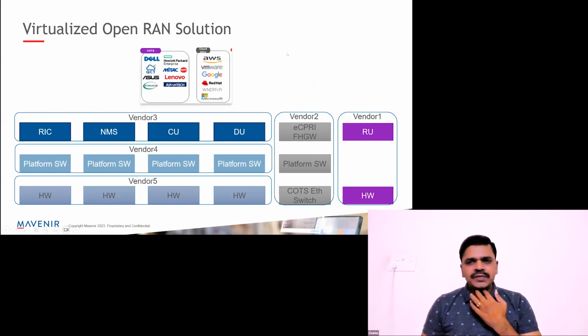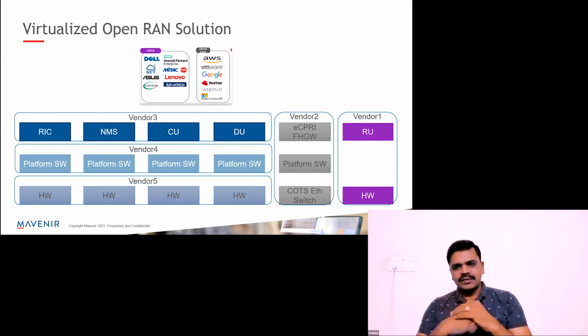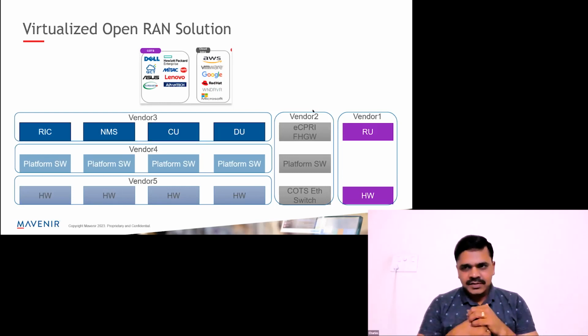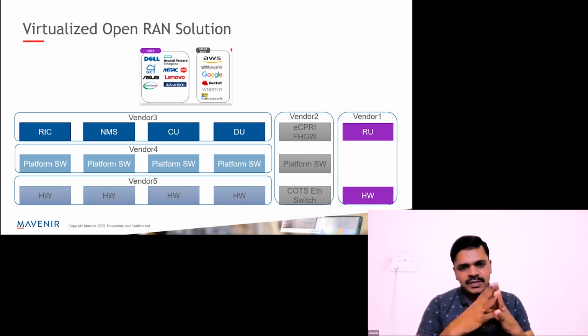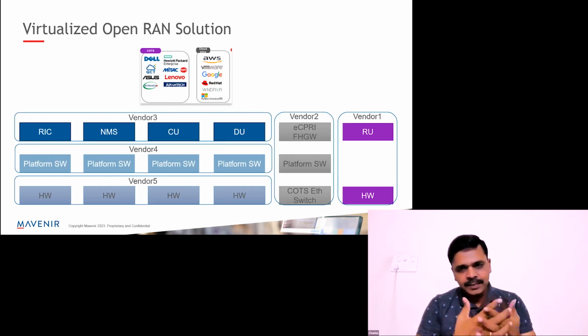So next comes the virtualized and Open RAN solution, wherein you decouple the application software from the platform and the underlying hardware, which means the operator can choose what type of server hardware they want and what type of platform software vendor they want, and pick the radio or RAN software vendors independently.